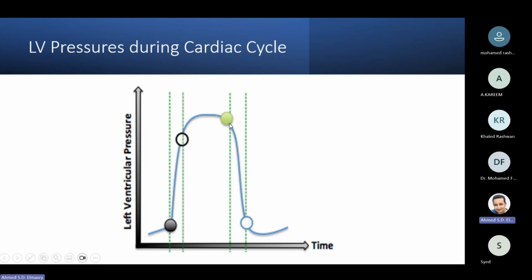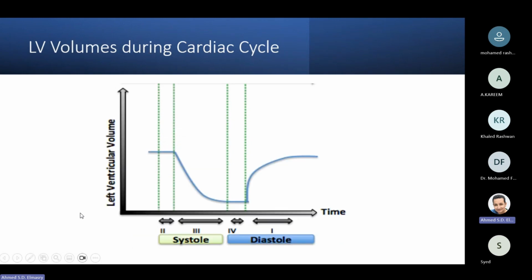After that, here at the end of the ejection systolic phase, the aortic valve will close and the left ventricle will start the relaxation at the same time of mitral valve closure. So there will be a marked drop of the pressure from this point to this point during the isovolumetric relaxation phase. After that, the mitral valve will open here, leading to initiation of the diastolic filling phase. So these are the changes of the pressure throughout the cardiac cycle in relation to the changes of the mitral and aortic valve opening and closures.